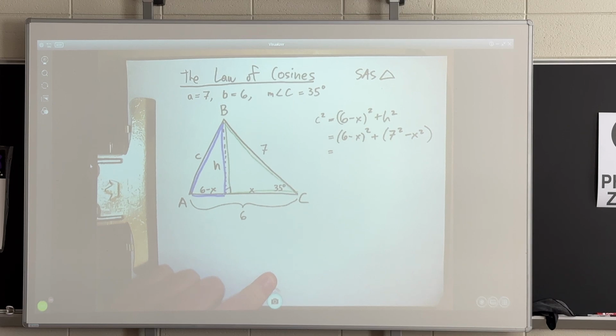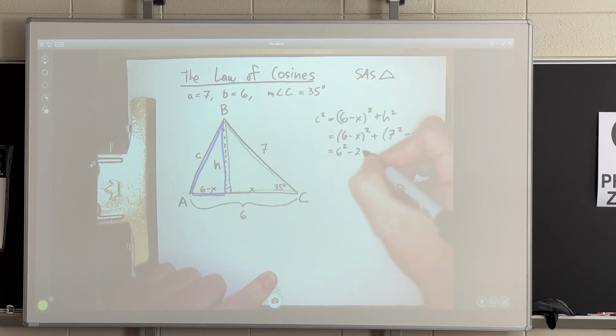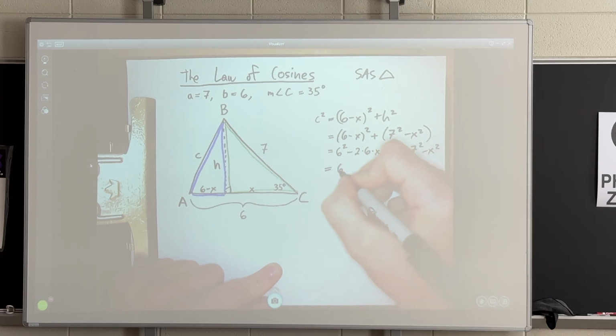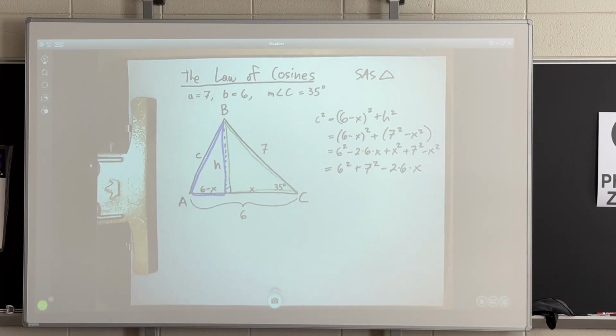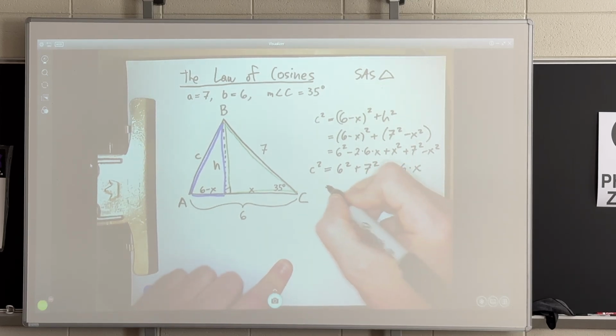What do we end up with here? Well, we end up with 6 squared minus 2 times 6 times x plus x squared plus 7 squared minus x squared. The x squareds cancel, and you get 6 squared plus 7 squared minus 2 times 6 times x. And of course, what is x? Well, x is just 7 cosine 35. And so this is 6 squared plus 7 squared minus 2 times 6 times 7 cosine 35.